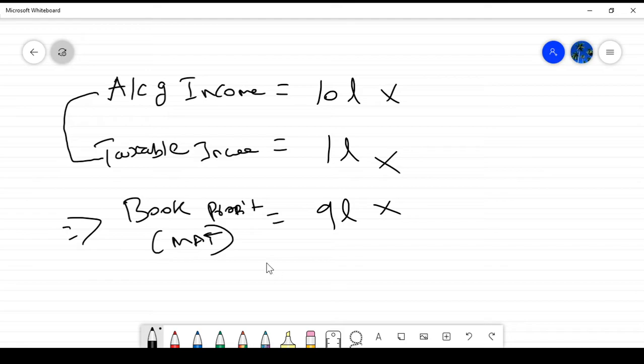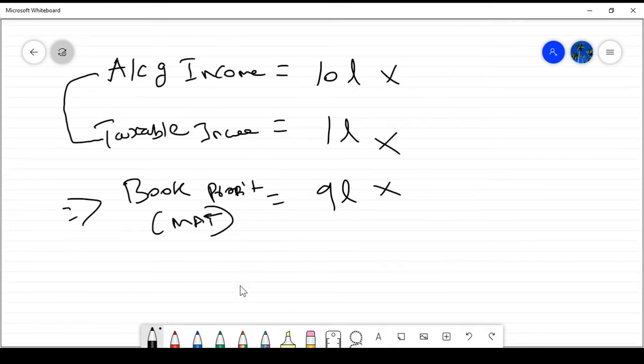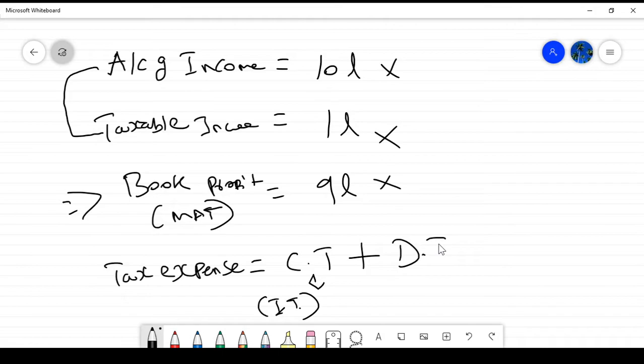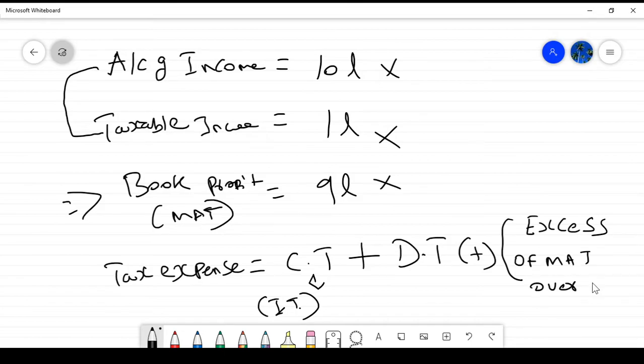Okay, your tax expense equals current tax, that is tax calculated based on the IT Act, plus deferred tax, plus excess of MAT over current tax.